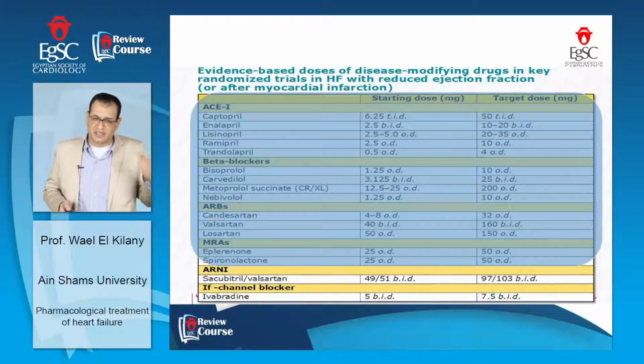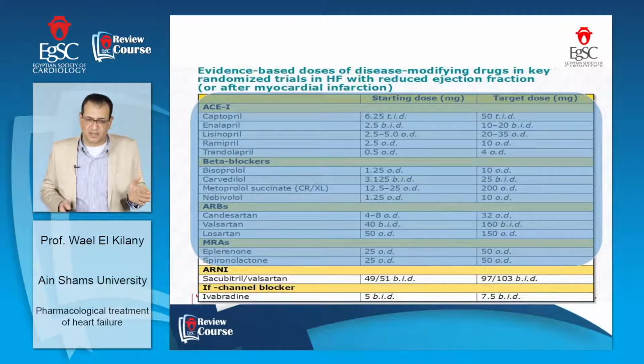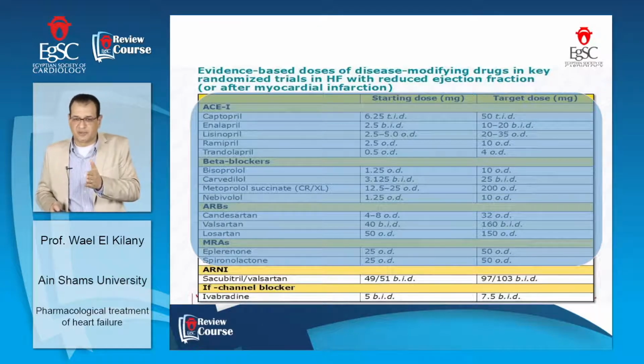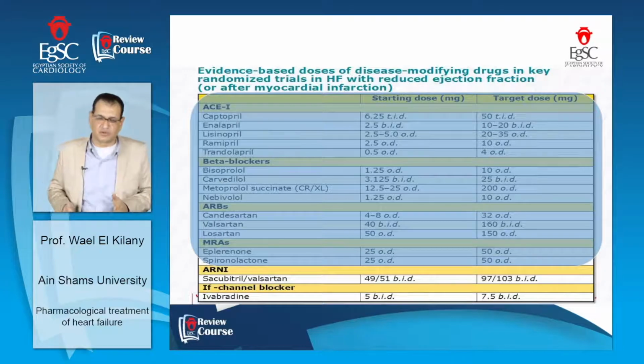And ivabradine decreases the heart rate. It's an If channel blocker. The dose goes from 5 milligrams BID to 7.5 milligrams BID, and this is the maximum dose that we can use.